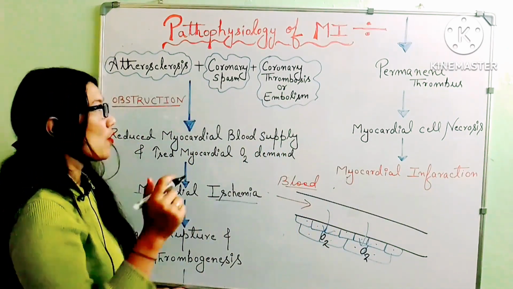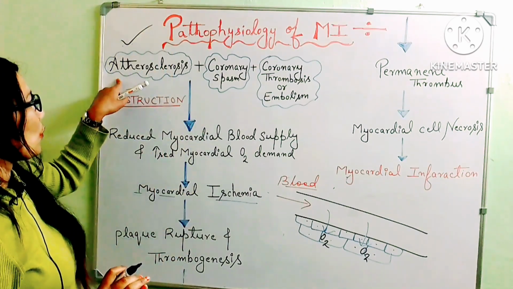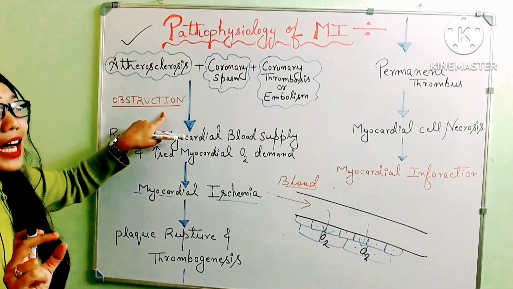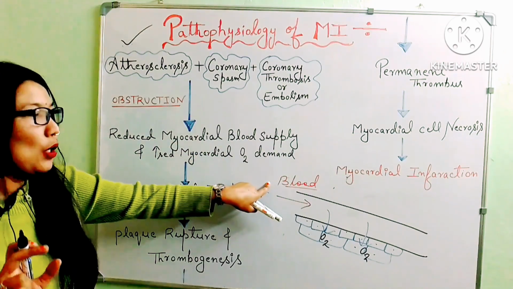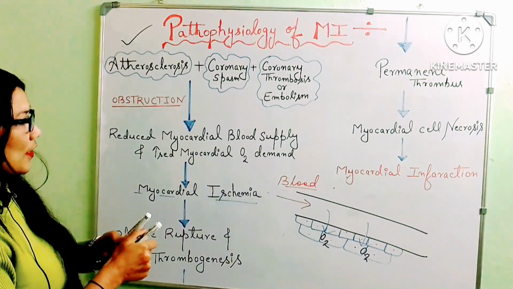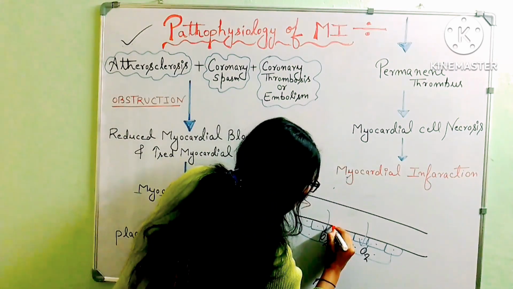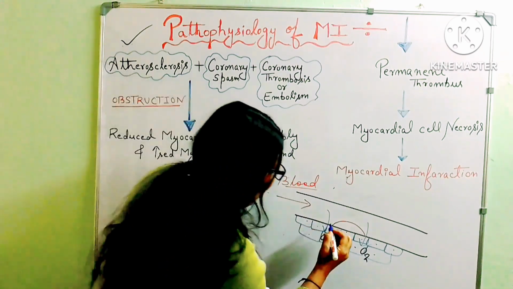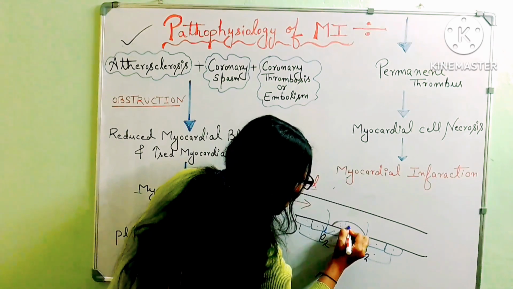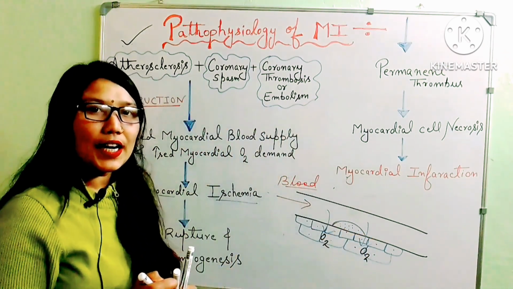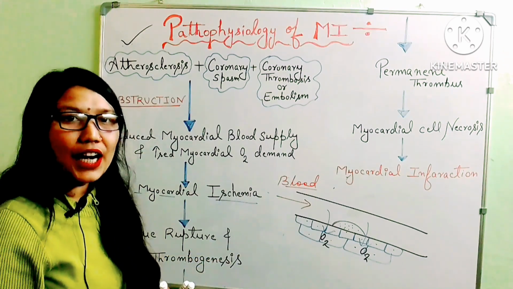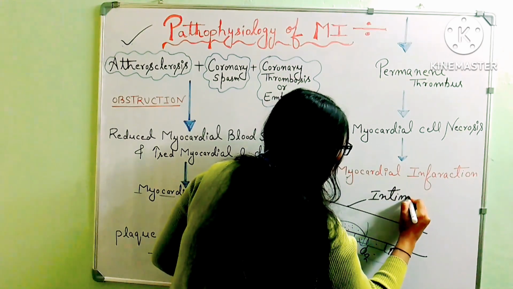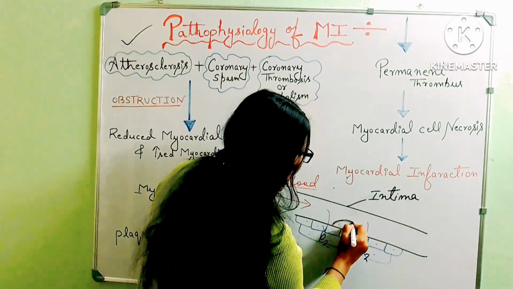Suppose I am taking the first cause, that is atherosclerosis. Due to atherosclerosis in the coronary artery, there will be obstruction to the blood which is flowing. Atherosclerosis means fatty substance gets deposited into the inner layer of the coronary artery. The inner layer of any artery is known as the intima. So what is happening here? The fatty substance is getting deposited into the intima.